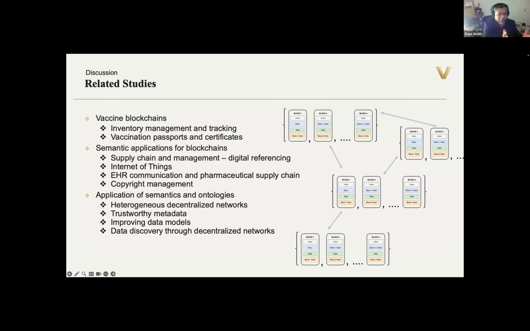But before I talk about blockchain in general, you would be hard pressed to not find any literature relating to blockchain in healthcare. But specifically for vaccines, you'll find published literature that relates to two areas. One related to inventory management and vaccination certificates and passports. With the latter, most of the literature is from the COVID-19 era.